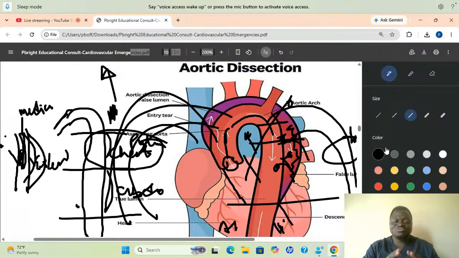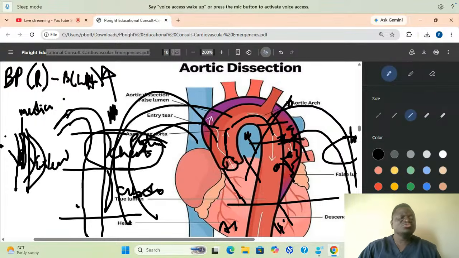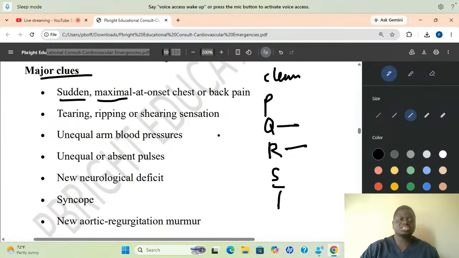And if you want to do your mathematics and do the deductions, BP of the right hand minus BP of the left hand, you see what? Left hand, you see a wide gap. A wide gap. Yes. That should tell you that what? Oh, okay, this patient is having what?